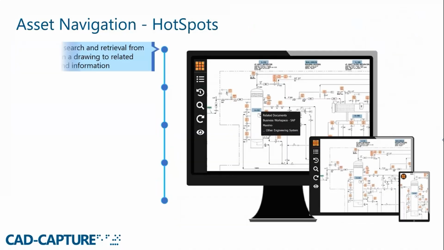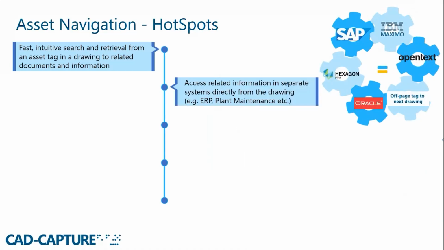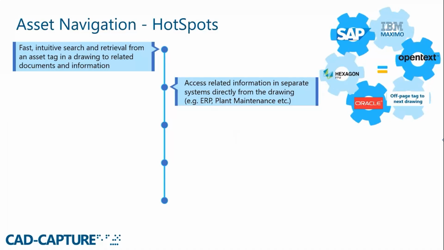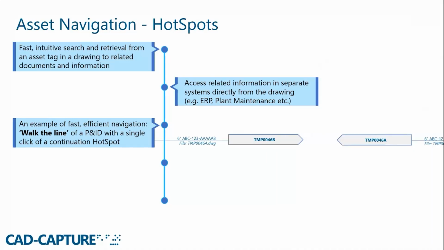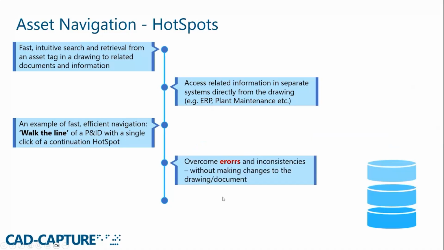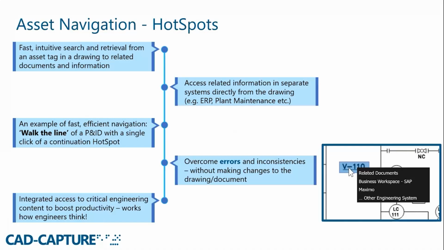As for the end user side of things, the hotspots give a fast, intuitive search and retrieval process by allowing people to intuitively click on the tags, get to the information and the system that they need directly from the drawing, using that as an information dashboard. And they can even do things like walk the line, so they can traverse across multiple documents in a fast, efficient manner. And again, similarly to the earlier slide, overcome errors and inconsistencies and make sure they can utilize the information that should be in the drawing, even if, strictly speaking, it isn't correctly noted.